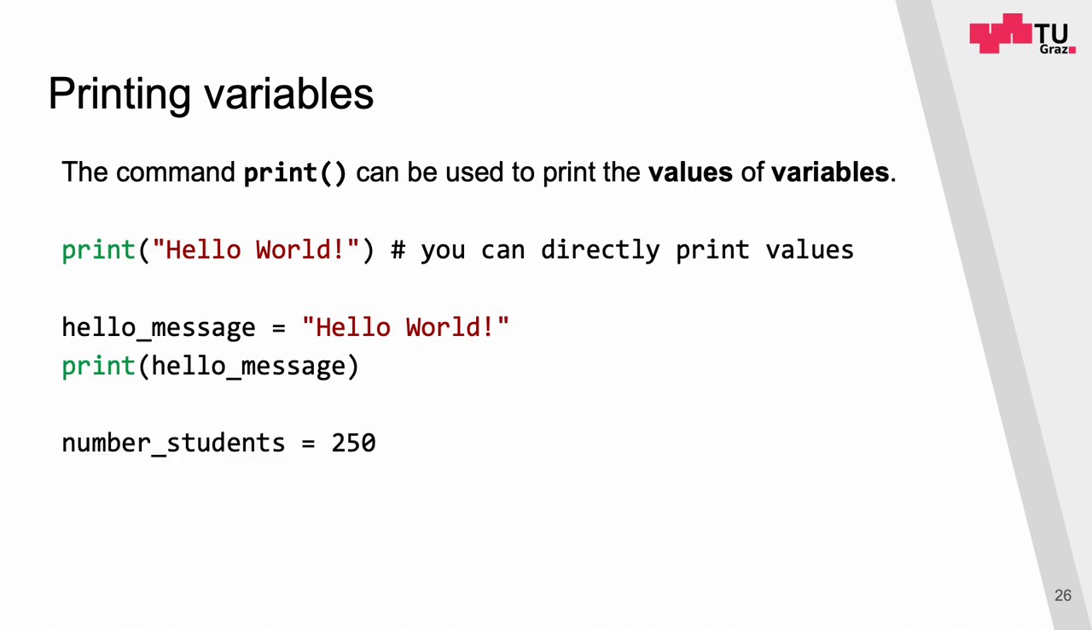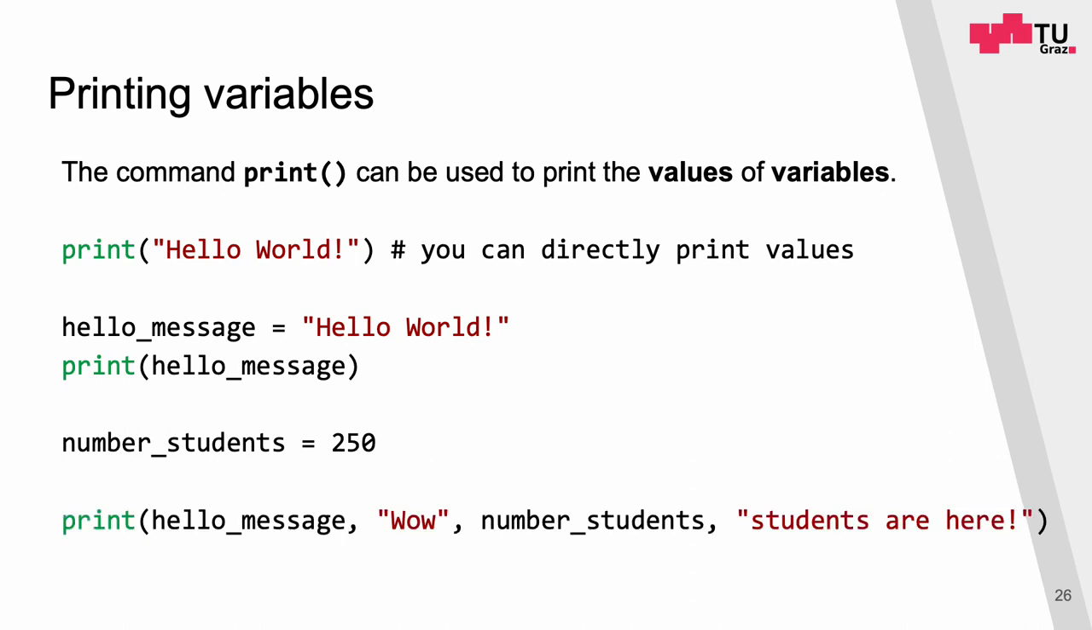And also we can, for example, store an integer value, for example 250, in a variable called number of students, and then we can print out a series of variables and values in one print statement. And as you can see here, we first use the variable hello message, which contains the string hello world, and then separated by a comma, we have the string wow.